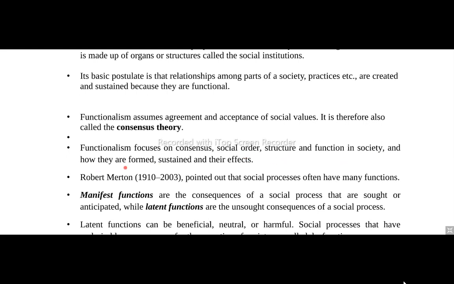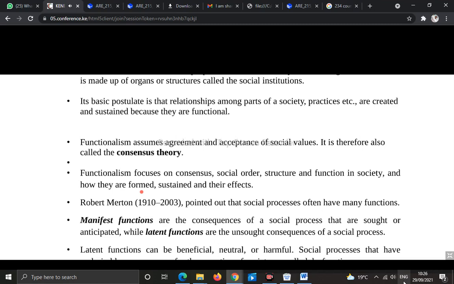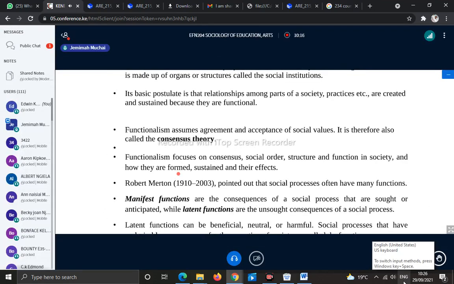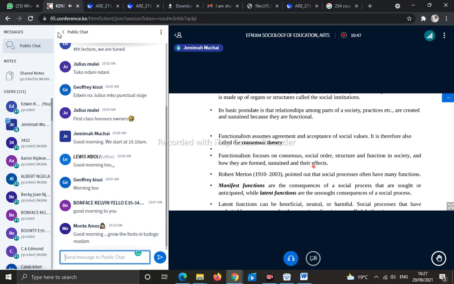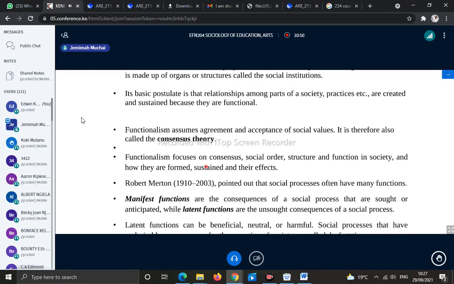And how they are formed. So we are talking about how they come to be. For example, educational institutions. Why are they necessary in a society? The government institutions like the chief's office, the registrar of persons, all those institutions that are based on government, and all those institutions that are on religion and the like. How are they formed? How are they sustained? Sustained is making them continue working continually throughout the years, and their effects. So what effect do they have on each other? So it focuses on all that.